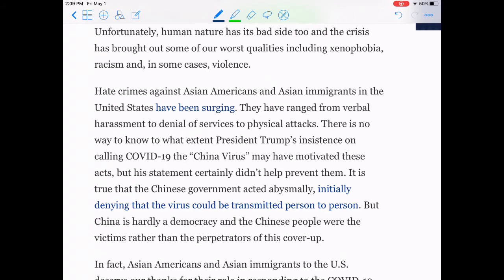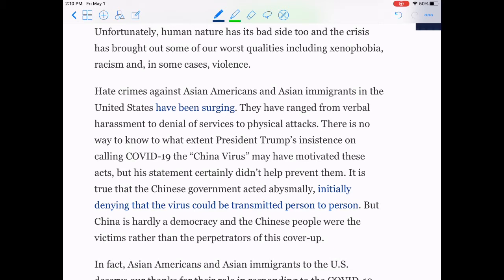So now we're going to be annotating a paragraph from an article from Forbes. This article is talking about the apparent discrimination that's going on during this COVID-19 crisis, especially towards Asian Americans as well as Asian immigrants. So we're going to be annotating and looking for evidence that we can use in order to develop our claim later on.